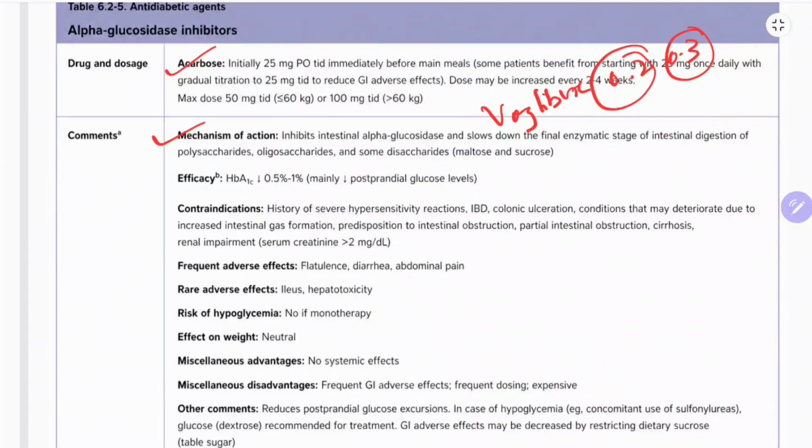Mechanism as already said, alpha-glucosidase inhibitors. So mainly they will reduce the postprandial glucose levels. Contraindications: severe hypersensitivity reaction, inflammatory bowel disease, colonic ulceration, any condition, any problem with the GI tract, okay.